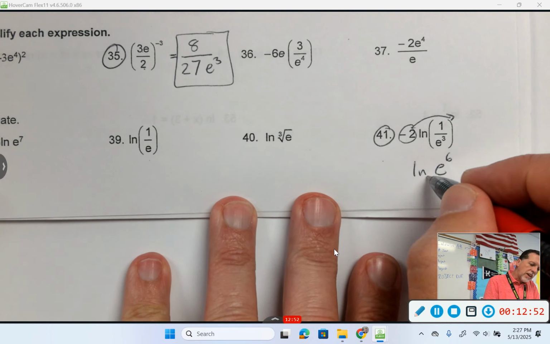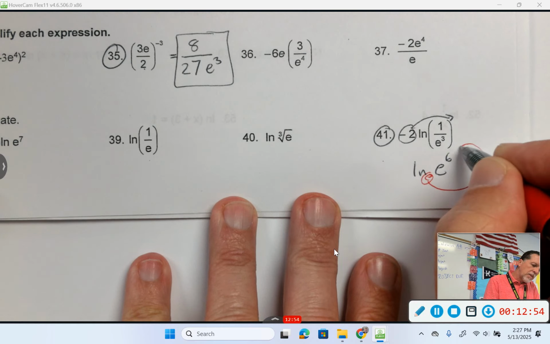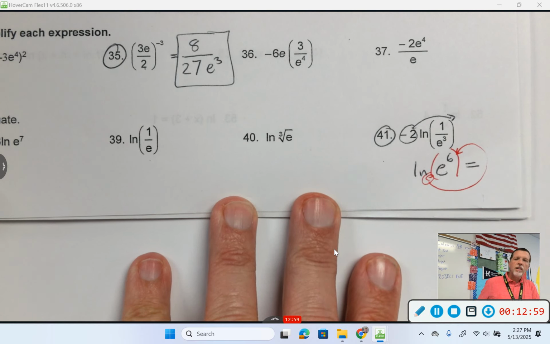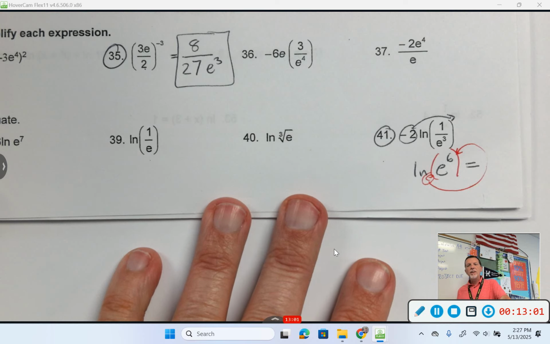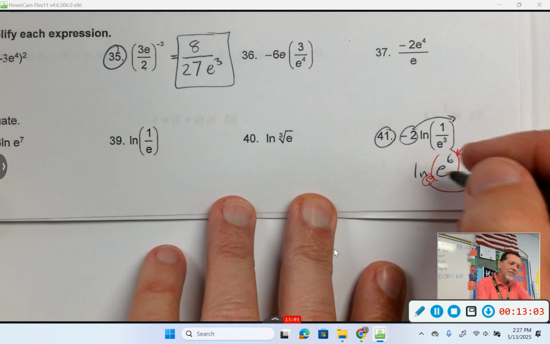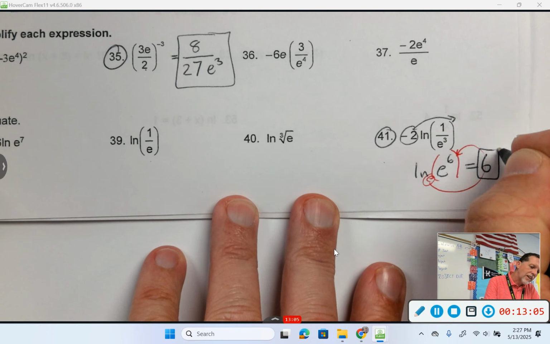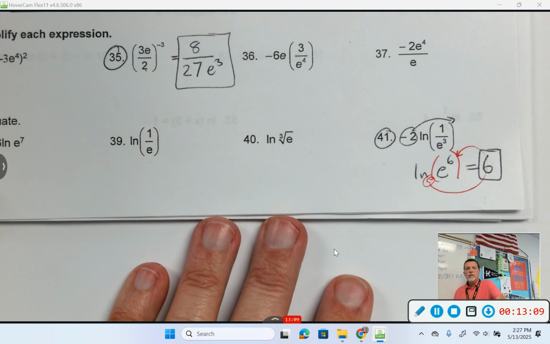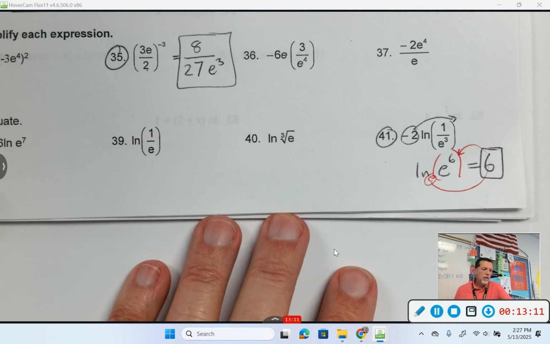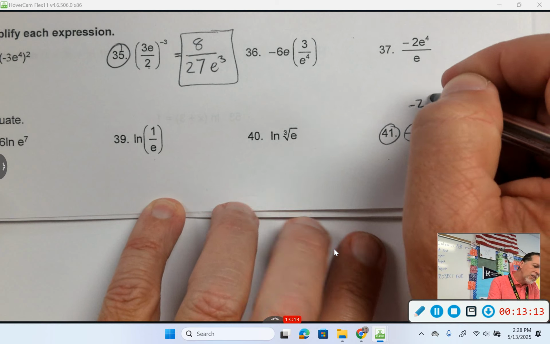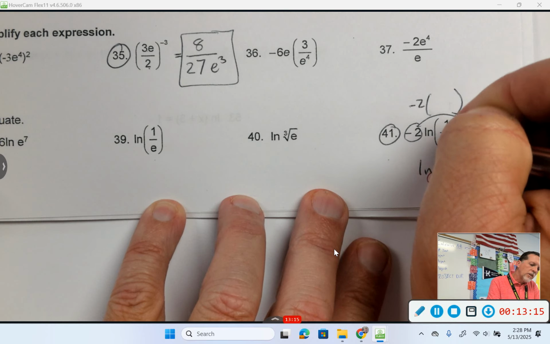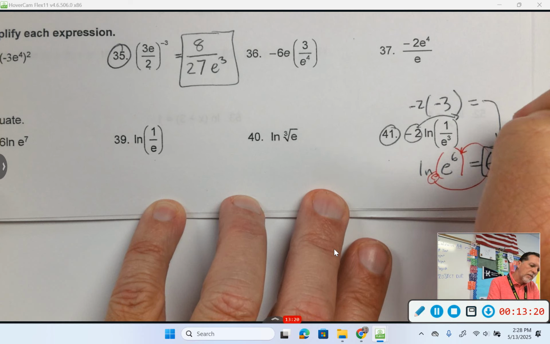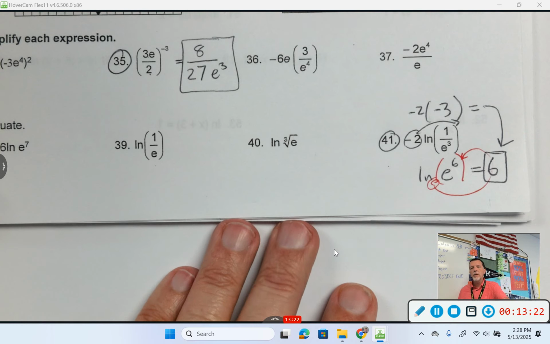And now I'm thinking e to something equals e to the 6. So what does the something have to be? 6. E to the 6 equals e to the 6. If we had not moved that -2, natural log of 1 over e cubed is -3, and then -2 times -3 is +6. So either way would have got us there.